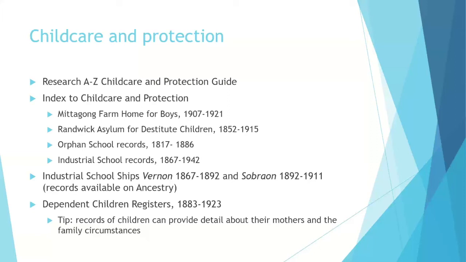We do have records from the Vernon and the Sabran, and so they're boys who were on the industrial school ships, but they may give you information about the mothers and the sisters and things, and the dependent children's registers. So these are useful because they can say something about the circumstances of the family.